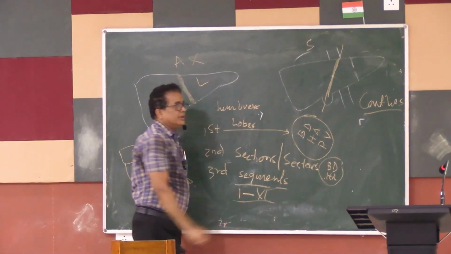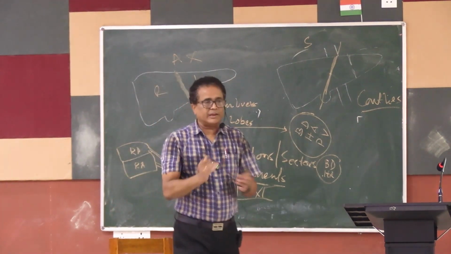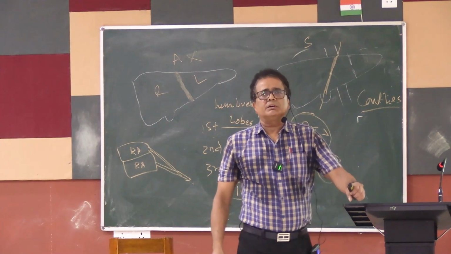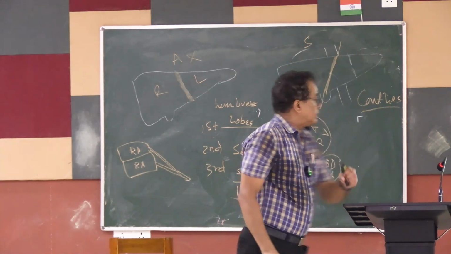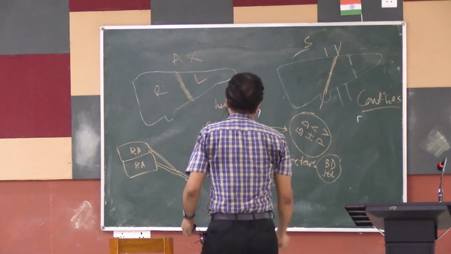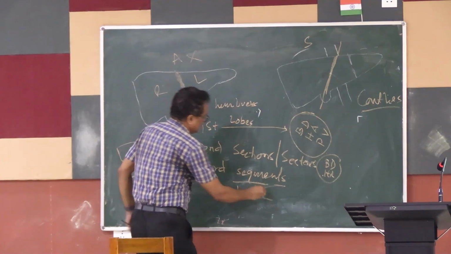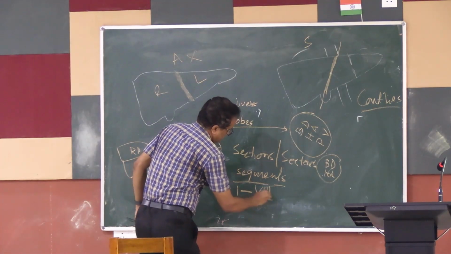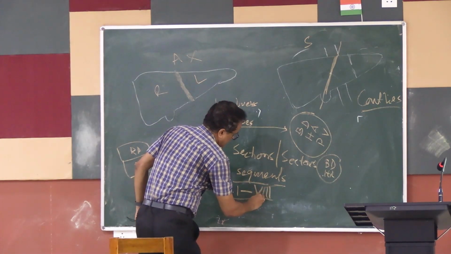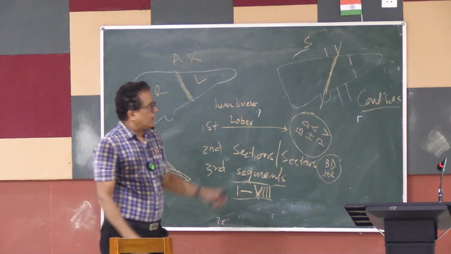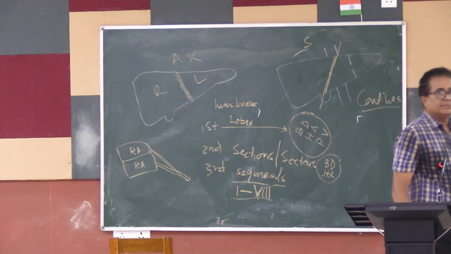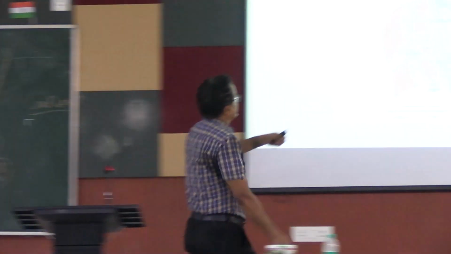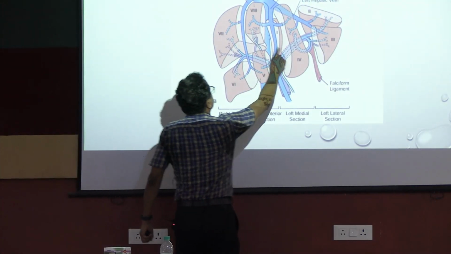And the third division, they are called the segments. You know, the liver has been segmented and it was discovered by Couinaud. So that has changed a little bit, but more or less it stays like that. It has got 1 to 8. One is the caudate lobe, which is not mentioned here. One is the caudate lobe, that is there, this part.